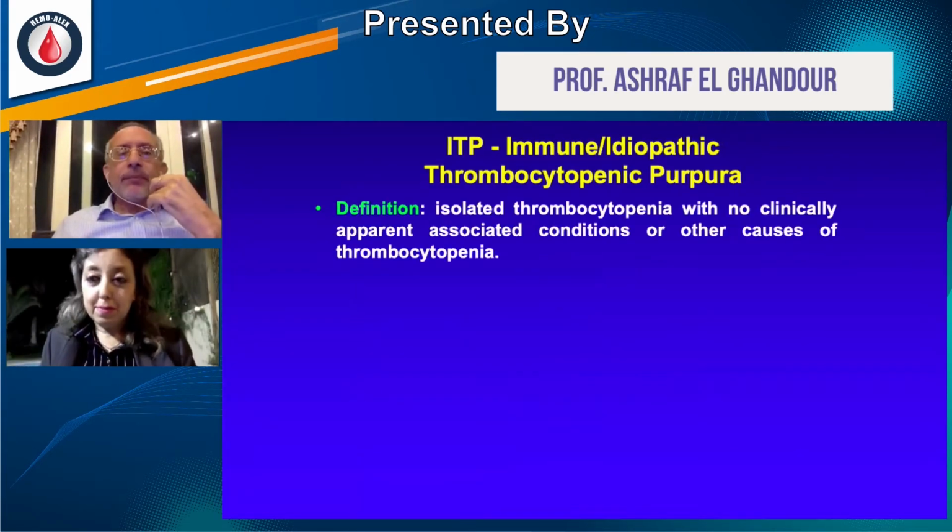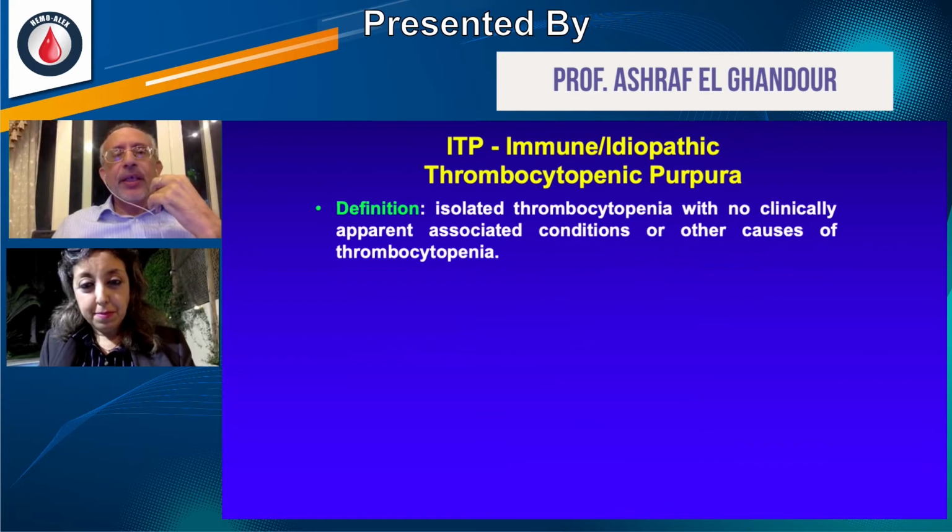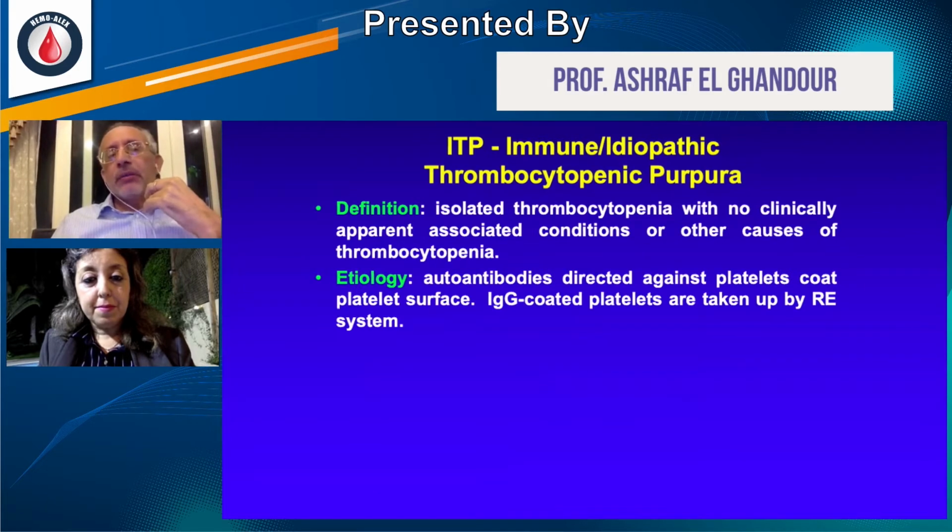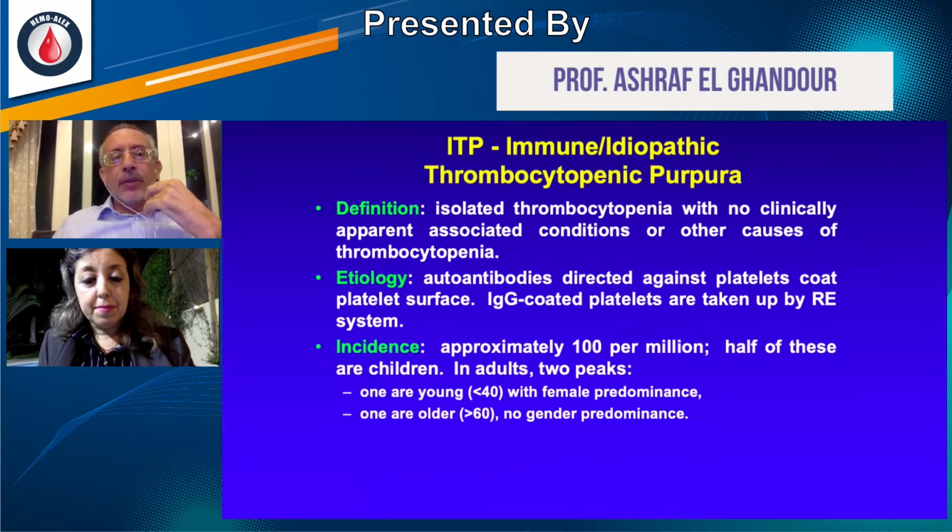Okay. Its definition, as we all know, is isolated thrombocytopenia with no clinically apparent associated conditions or other causes of thrombocytopenia. Etiology here may be autoantibodies directed against platelets, coating the platelet surface. Incidence here is 100 per million. I think in Egypt we may be facing more than this incidence, I think 200 or 300. Half of these are children.